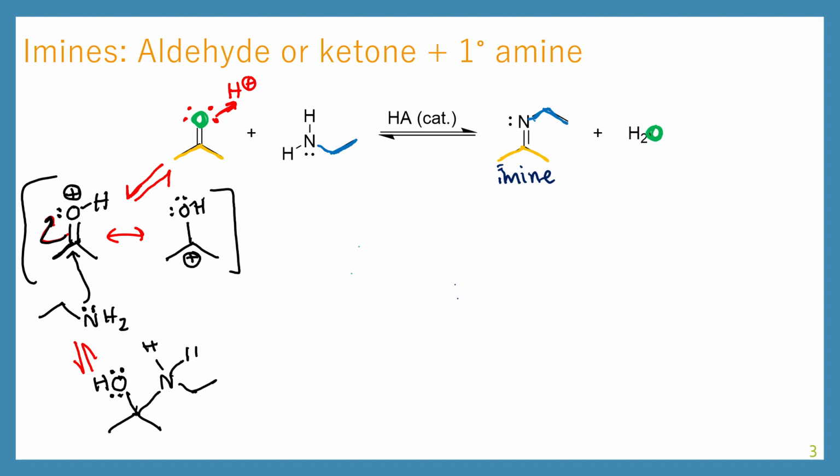So just like in our last mechanism, we now have a species that needs to be deprotonated. So let's deprotonate it. We have other amines in the mixture floating around, or maybe another ketone. Something is going to deprotonate this. Let's go ahead and use the amine because it's more likely, just because it's a better base.